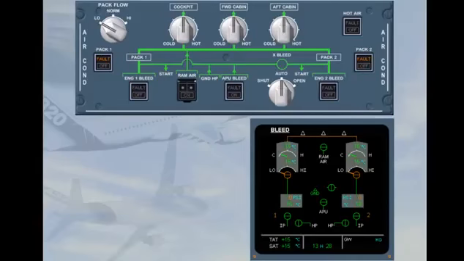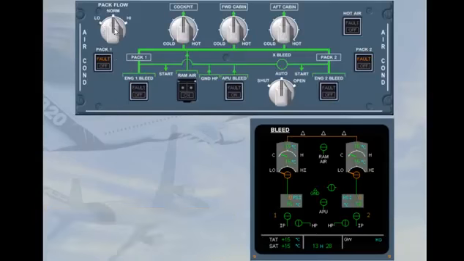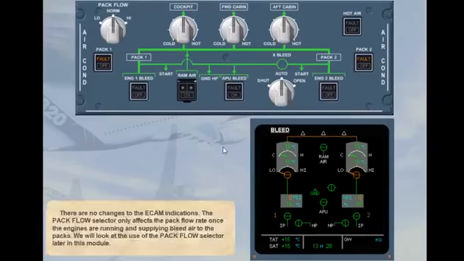Since you are expecting a standard passenger load, the pack flow selector can be selected to normal. Set pack flow to normal. There are no changes to the ECAM indications. The pack flow selector only affects the pack flow rate once the engines are running and supplying bleed air to the packs. We will look at the use of the pack flow selector later in this module.